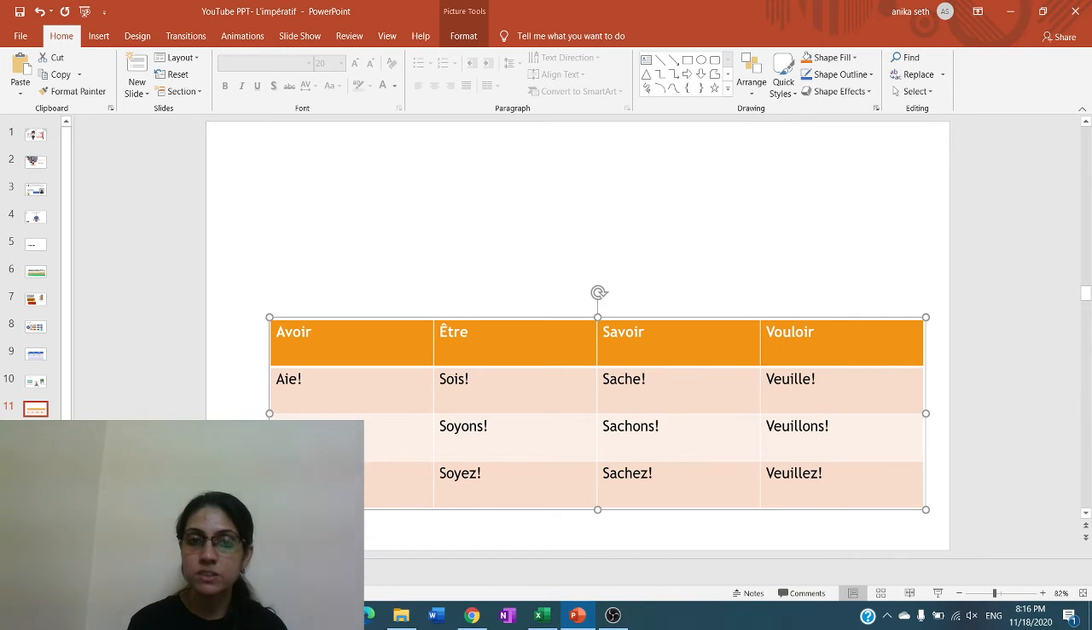Then next is verb être. Sois, soyons, soyez. So again over here, this is not es, sommes and êtes, because the regular present tense conjugation of verb être is tu es, nous sommes, vous êtes, but that is not the imperative form of the verb. The imperative form is completely different, which is sois, soyons, soyez.